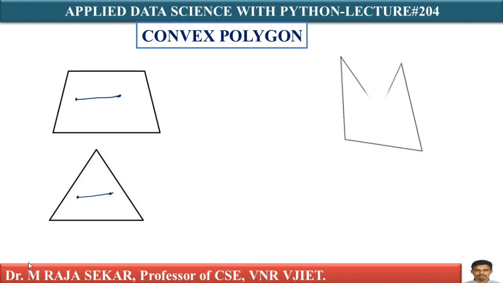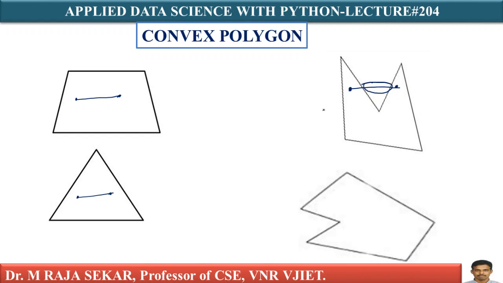For example, if you consider this simple example, this is not convex. Why? Because if I take these 2 points and join them with a line, this portion is out of the polygon, therefore it is not a convex polygon. In a similar manner, here also, this is not a convex polygon. If I take these 2 points and join a line, this portion of the line is outside the polygon, therefore this is not a convex polygon. These two are not convex polygons, and those two are convex polygons.